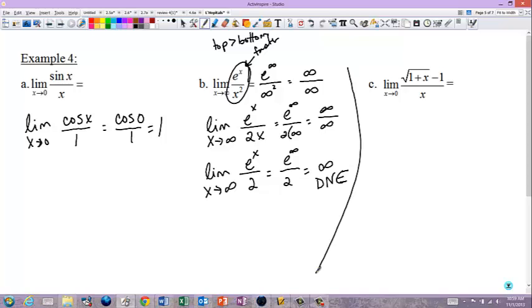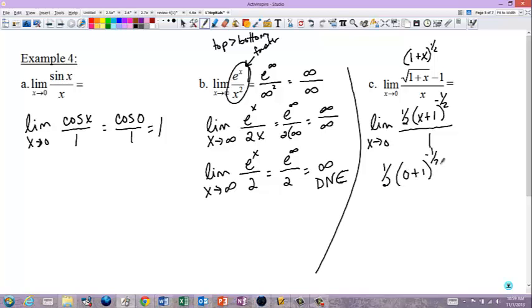This one, yes, I would get 0 over 0. I'm going to rewrite that as 1 plus x to the 1/2. So the limit as x approaches 0 of 1/2 times x plus 1 to the negative 1/2 times 1. The minus 1 goes away, over 1. Then I fill in my 0: 1/2 times 0 plus 1 to the negative 1/2. That's 1/2 times 1 to the negative 1/2, which is 1/2 times 1, which is just a half.